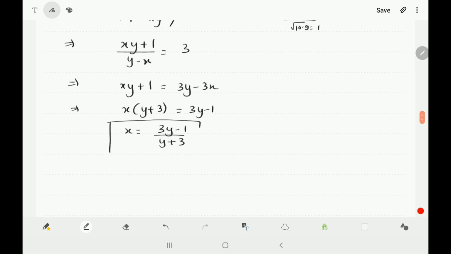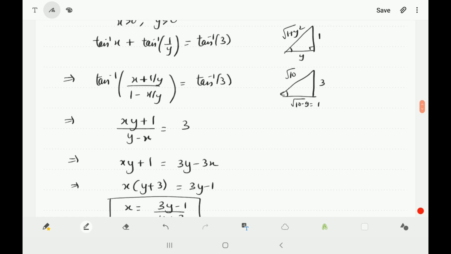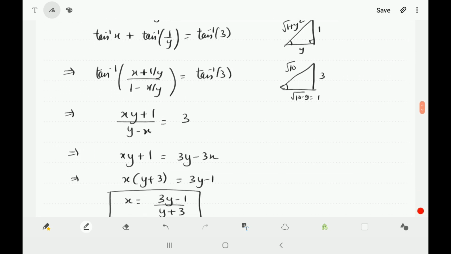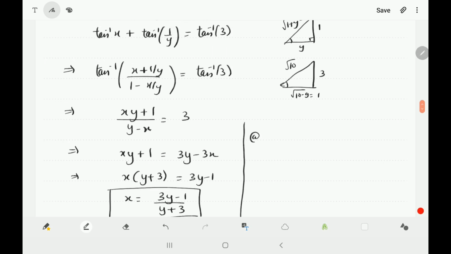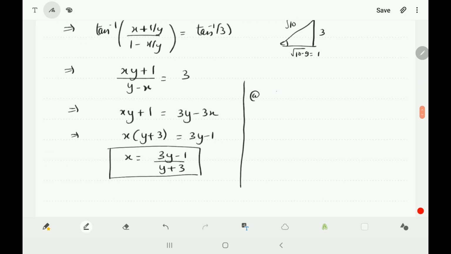Now we have to find both x and y as positive integers. One thing you can do is you have all the options. You can just try and put them, or you can just go one by one with the values of y. So in this case we'll be just going with the options. The first option with us is (2, 7) as an ordered pair. So we'll put y as 7. Let's see what is the value. 21 minus 1 upon 7 plus 3. So this is giving us 2.